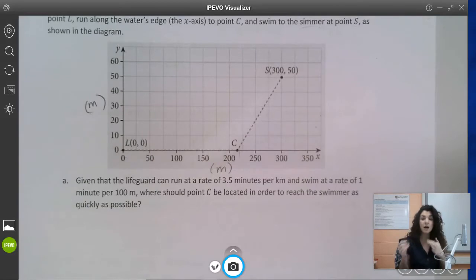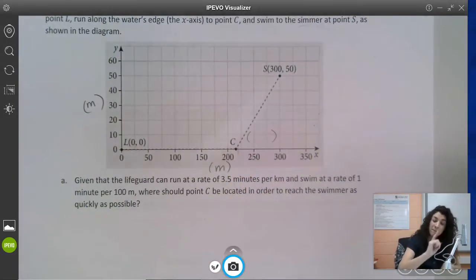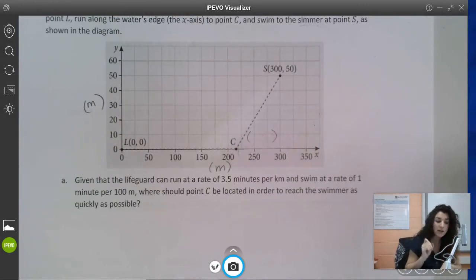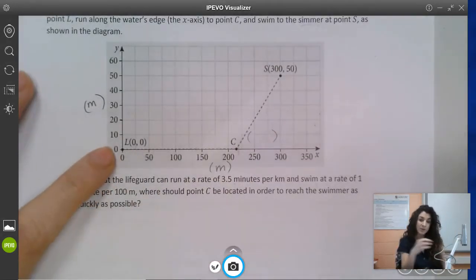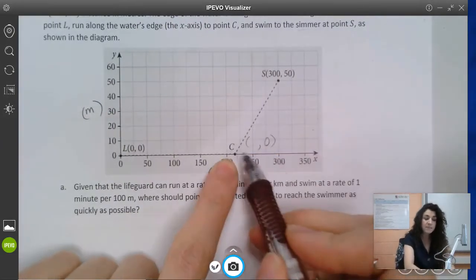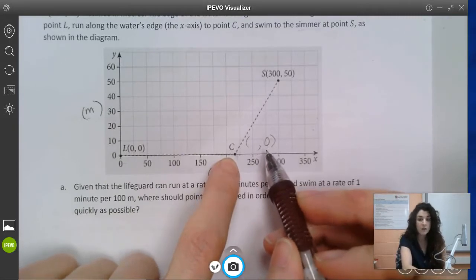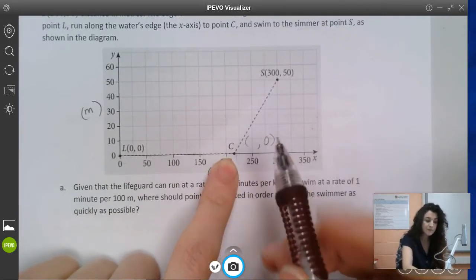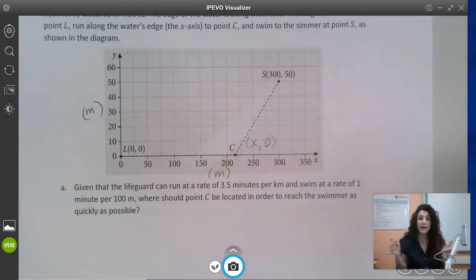Point C is unknown to us. We don't know what the point is, but we do know one thing: it's on the x-axis. We know we must leave from the shore to get to the water, and since the x-axis represents that shore, C must be on the x-axis. So we do know our y value, that it must be 0. Besides that, we don't know what the x value is, so we just put x for the x value.